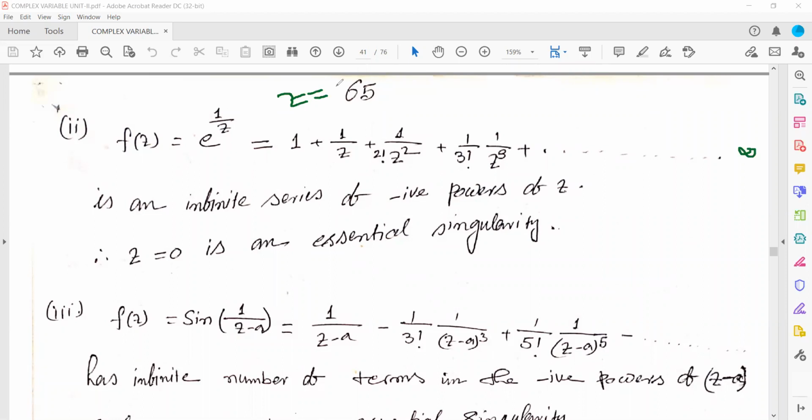Now obviously z equal to 0 is the singularity, so z minus a will be z itself. So what is the power of z minus a here? It is minus 1. Here it is minus 2. Here it is minus 3. So almost each term contains a negative power of z minus a. So there are an infinite number of terms containing negative powers of z minus a, and that's why the singularity is the essential singularity of the function. Is that clear?